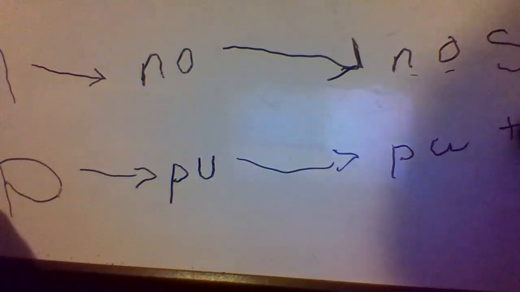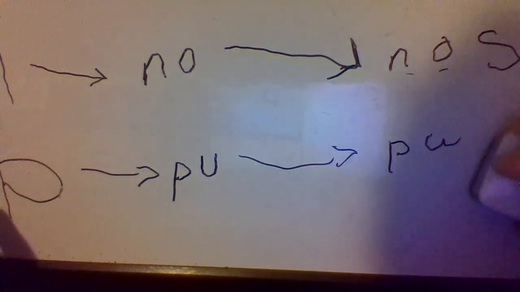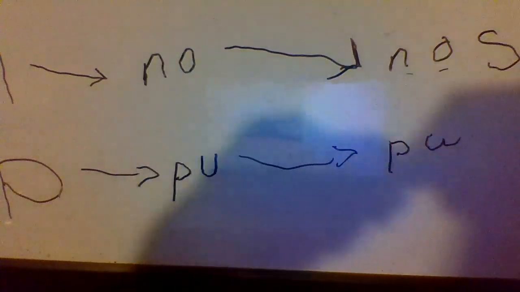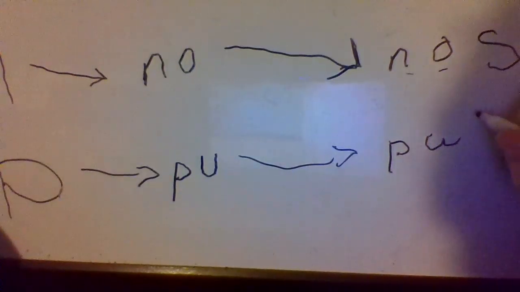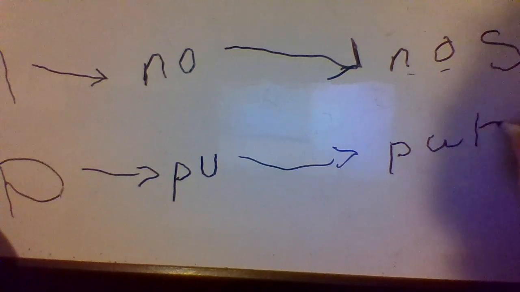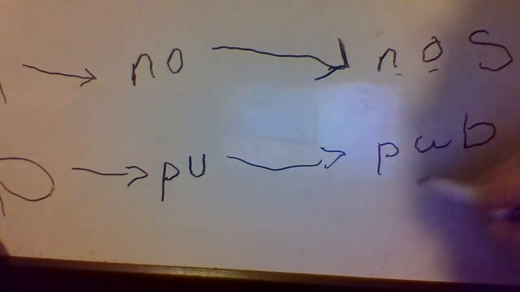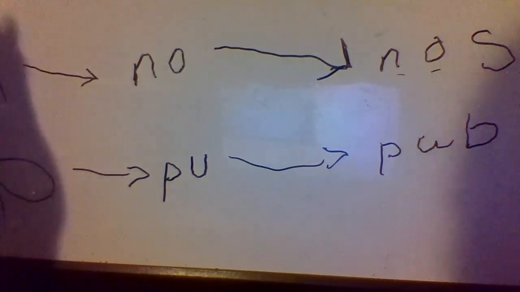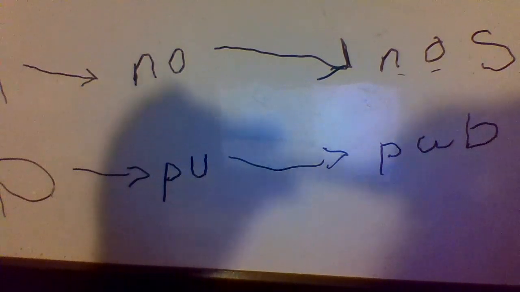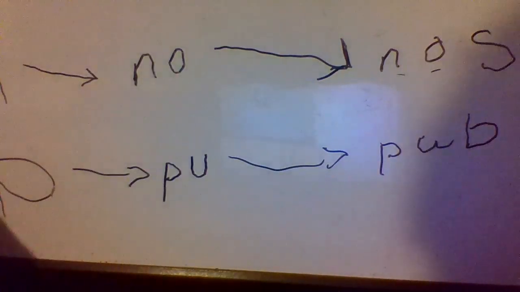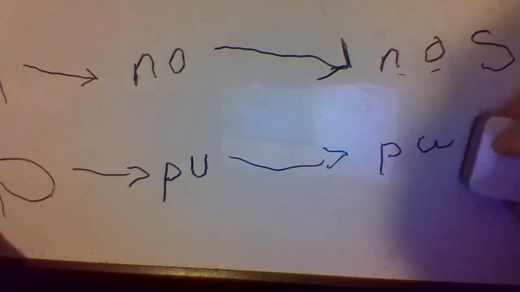All right, so let's add another letter. Let's add a B. We remember the B makes the b sound. P-u-b. Pub. And finally, we're going to add a letter and make a nonsense word.